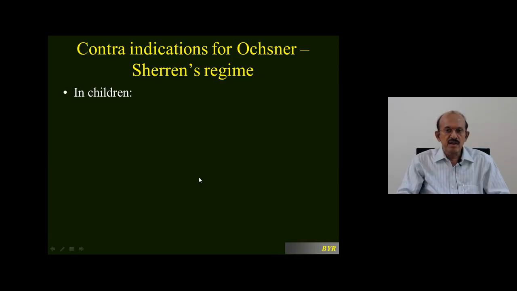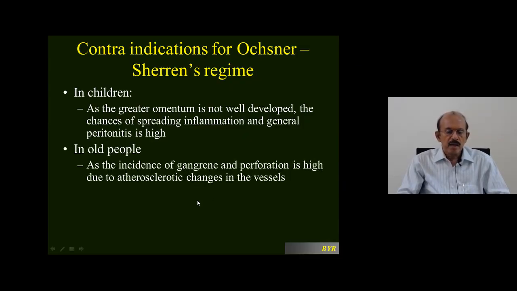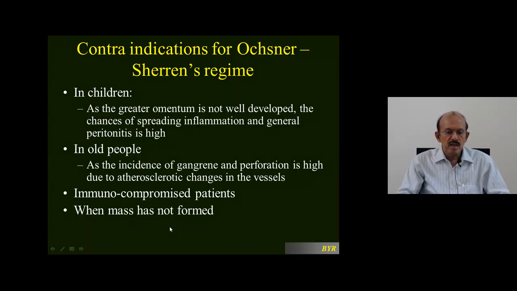The contraindication for Ochsner-Sherren regime is children. Because the greater omentum is not well developed, the chance of spreading inflammation and general peritonitis is high in children. That's why even if the child comes on the 4th or 5th day, it is better to do appendectomy. In old people, the incidence of gangrene and perforation is high due to atherosclerotic changes in the vessels, so it's preferable to do appendectomy rather than going for Ochsner-Sherren. Then in immunocompromised patients, or when the mass has not formed, or when the diagnosis is in doubt, you have to go for surgery.